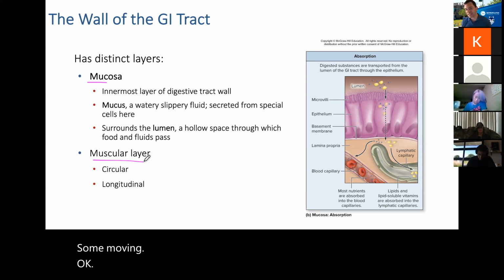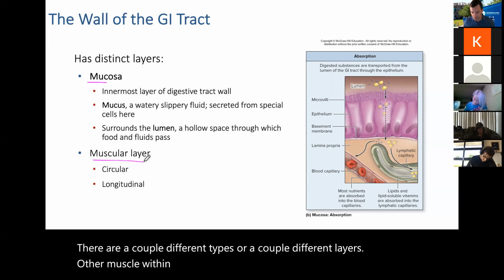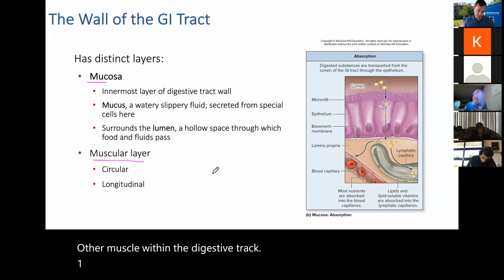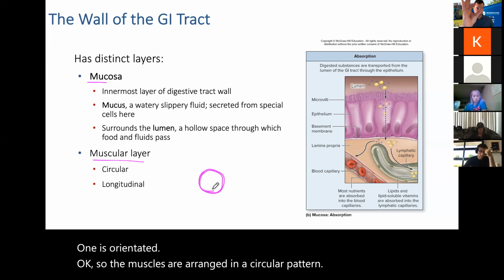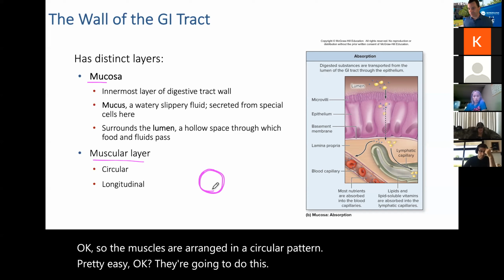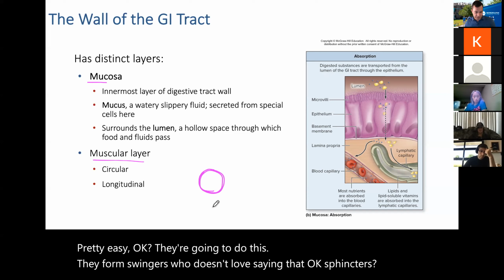There are a couple different types, or a couple different layers of muscle within the digestive tract. One is orientated circularly. Okay, so the muscles are arranged in a circular pattern. Pretty easy. They form sphincters. Who doesn't love saying that? Okay, sphincters. The other one is longitudinal.